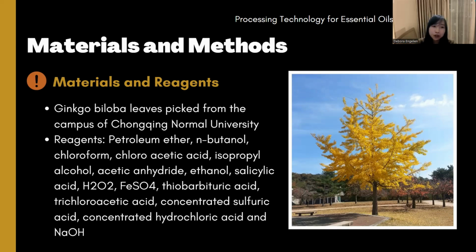Petroleum ether and butanol, chloroform, chloroacetic acid, isopropyl alcohol, acetic anhydride, ethanol, salicylic acid, hydrogen peroxide, iron(II) sulfate, thiobarbituric acid, and trichloroacetic acid were obtained from Chengdu Cologne Chemical at Chengdu, China. The other reagents, concentrated sulfuric acid, concentrated hydrochloric acid, and sodium hydroxide, were obtained from Guangdong Chemical at Chengdu, China. Soy lecithin was obtained from Marine Biotechnology at Shanghai, China. The last one, DPPH, was obtained from Aladdin Co., Shanghai, China. All other relevant reagents were of analytical purity grade.